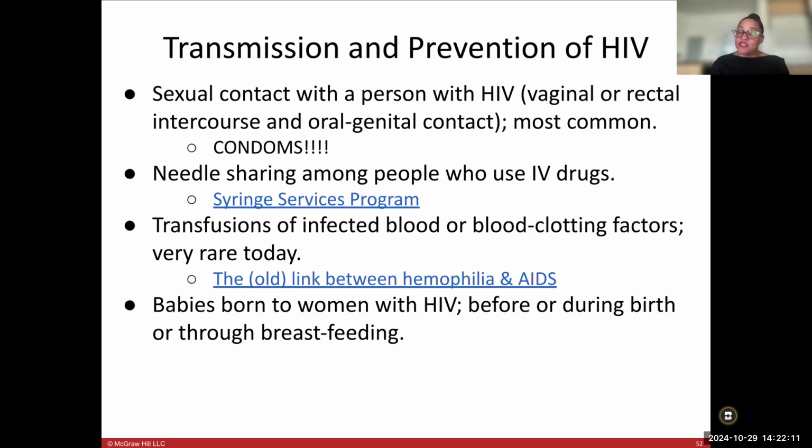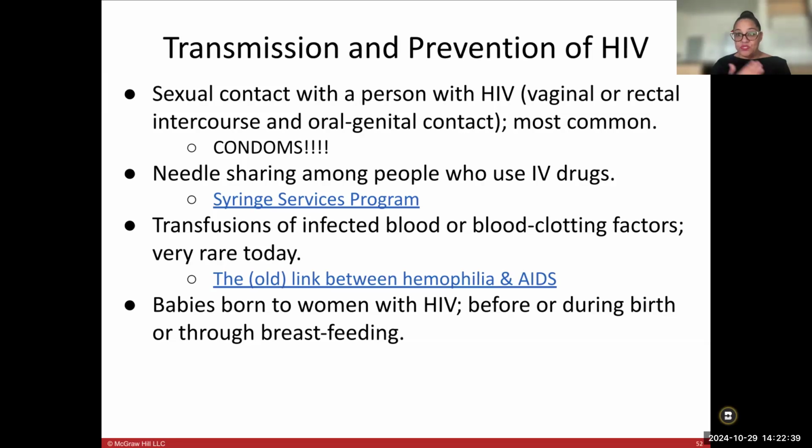Transmission and prevention. Sexual contact with a person with HIV is the most common, so condoms are the most effective prevention. Needle sharing among people who use IV drugs. There are syringe service programs that many, many homeless people use in large cities that have lowered the rate of HIV transmission in those cities. Transfusions of infected blood or blood clotting factors, they're very rare today.